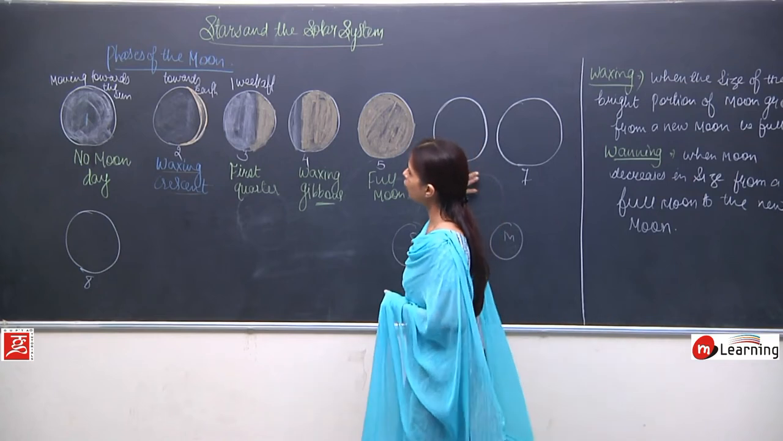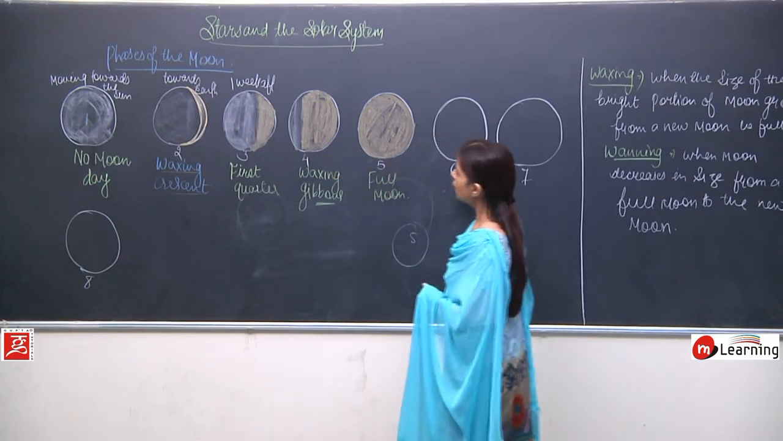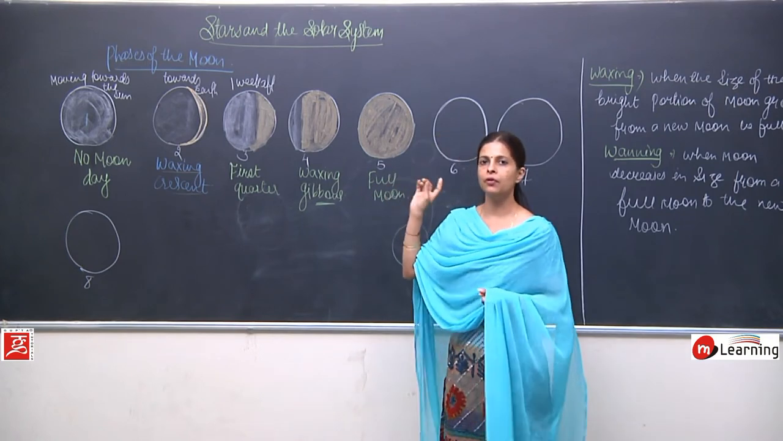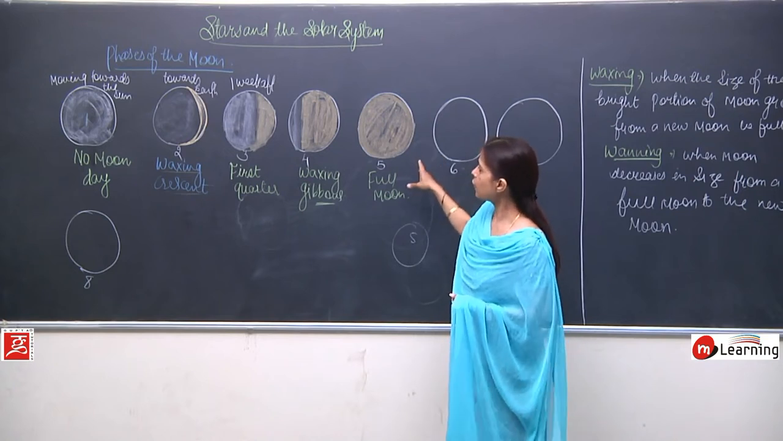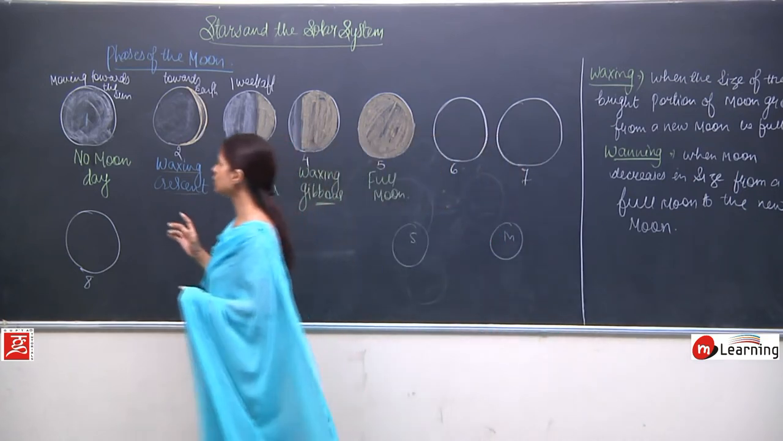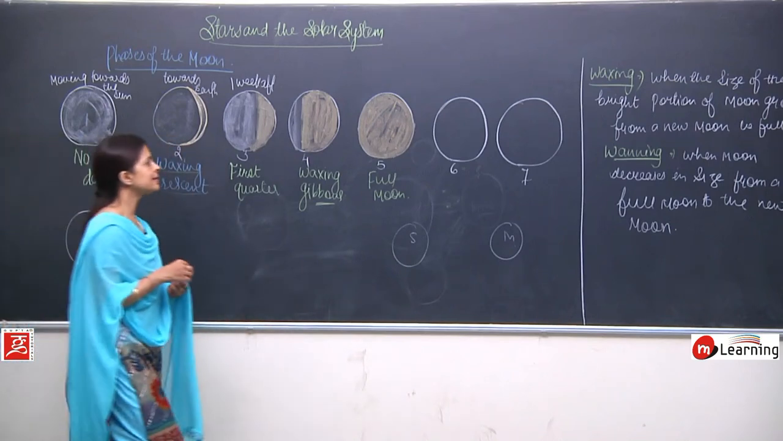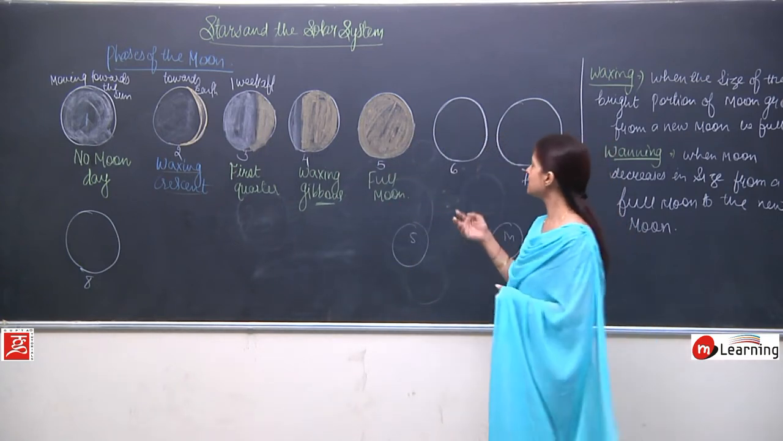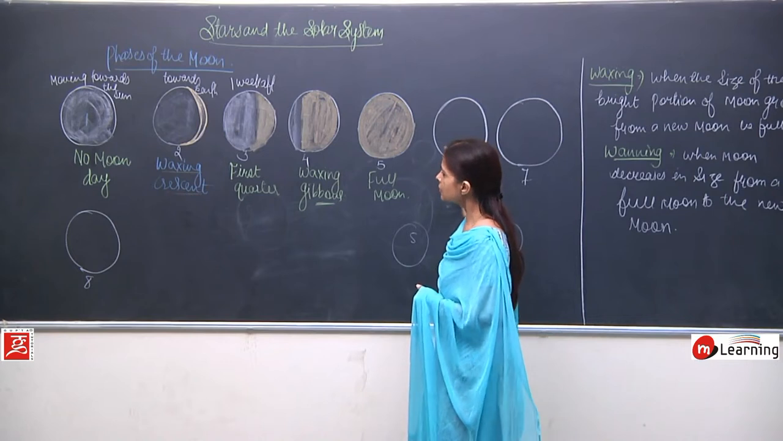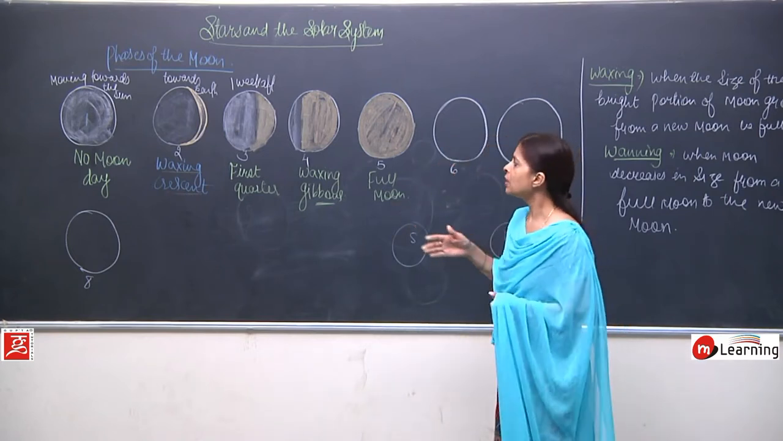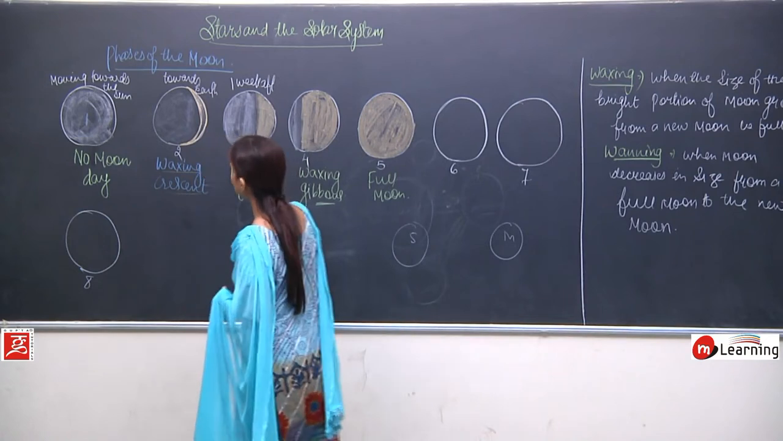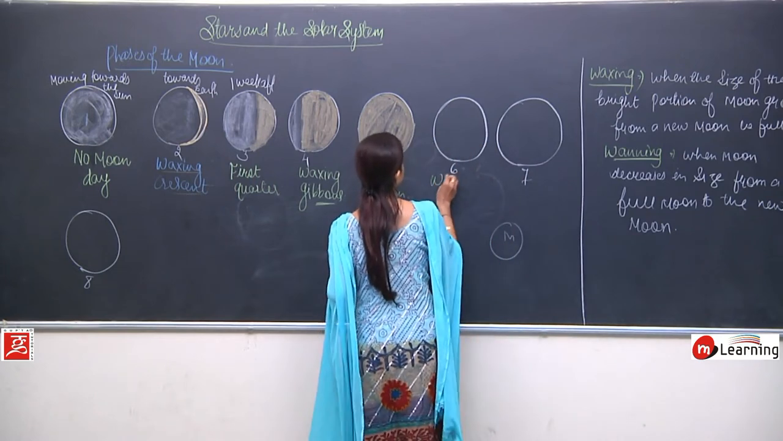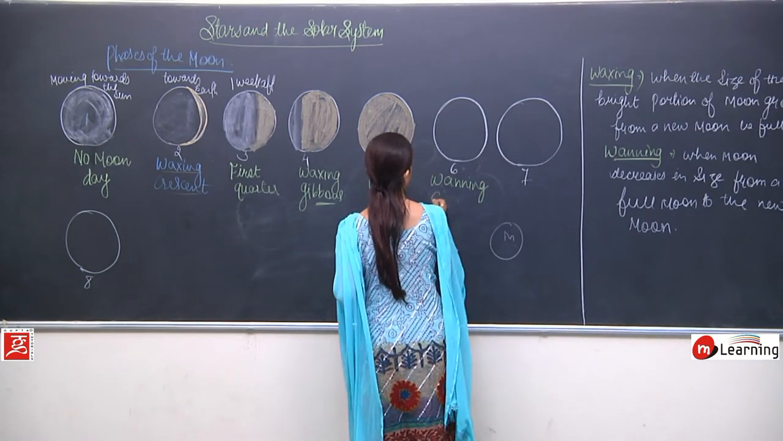Now when we talk about all the stages, first, second, third, fourth, after this the full moon has come. Till here the half of the revolution is completed. Now what will happen, again the direction will change, and slowly it will start becoming smaller and smaller. So here it was waxing crescent, and now it will be waning gibbous. Because it is big, I'll just write it and then explain. It is waning gibbous.